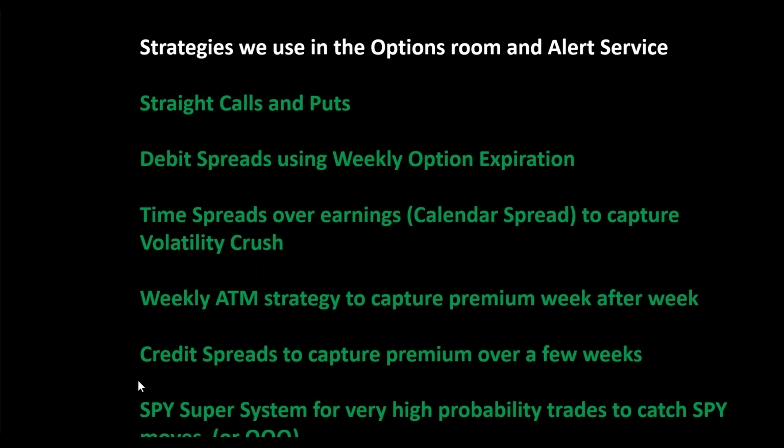And then I have one other thing called the SPY super system for very high probability trades. This is not alerted on. You have to be in the room to get these SPY super system trades. This is a system that works really well for SPYs, Qs, and IWM. I use it for all three of those indexes. And I'll give you a brief sample of that. But you need to be in the room to get these.